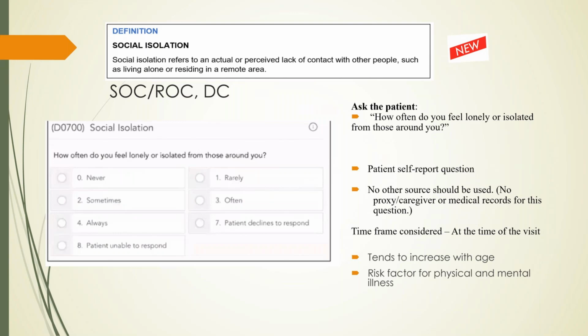This one, like health literacy, is also patient only. So you can't use a proxy or medical record for this one either. Those are the two. All the other ones you can get information from somewhere else.